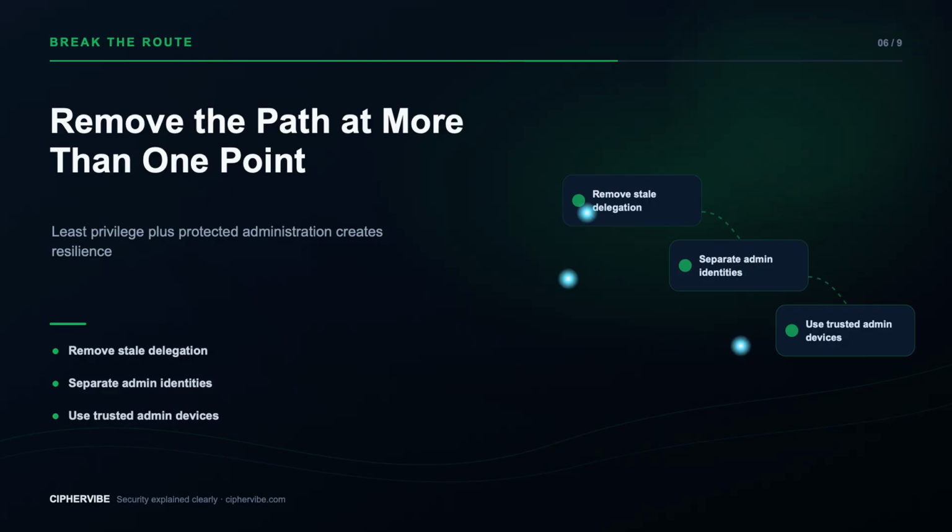One fix can break the illustrated route, but defense in depth matters. Removing stale delegation prevents the first jump. Reducing local admin limits server control. Administrative separation protects the control plane if a lower tier fails. Monitoring helps detect the next unexpected connection.